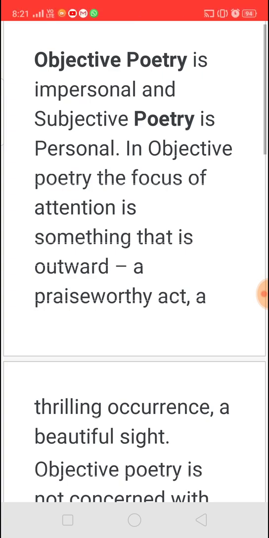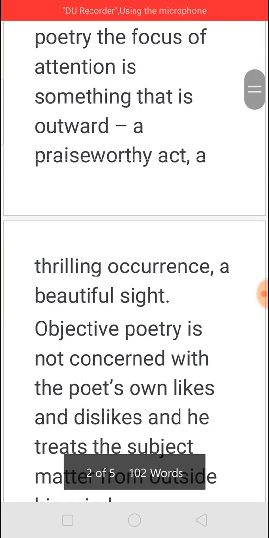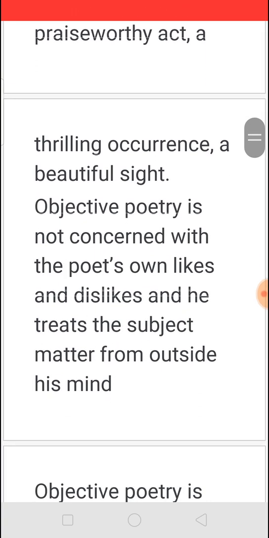Generally objective poetry will be something close to a narrative form, and even if they see a beautiful sight, they try to come and narrate it to others. And this is what is objective poetry. And objective poetry is not concerned with the poet's own likes and dislikes, and he will treat the subject matter as something out of his mind.